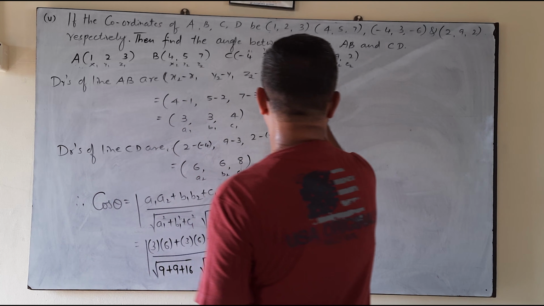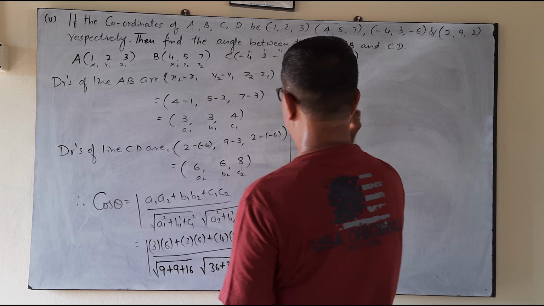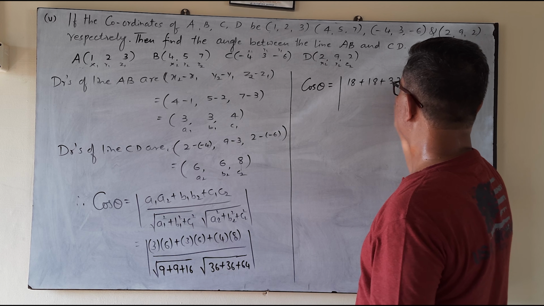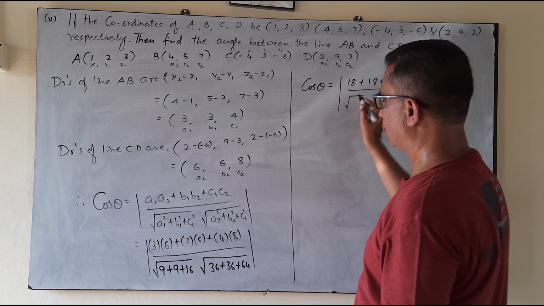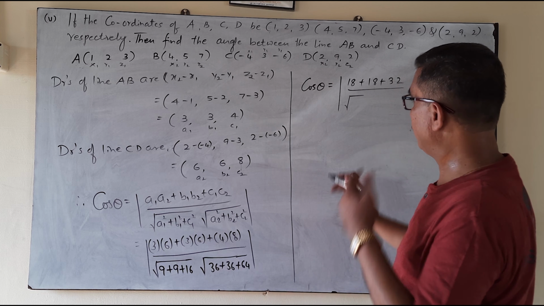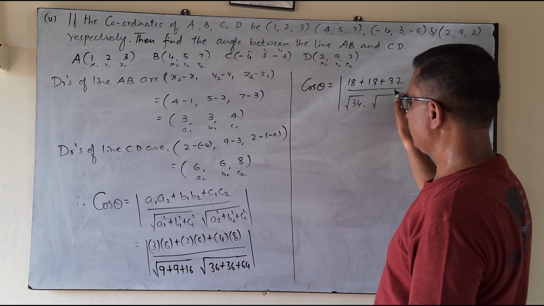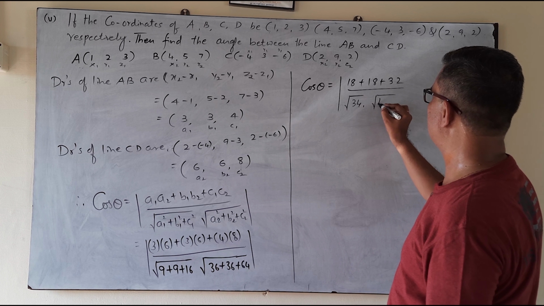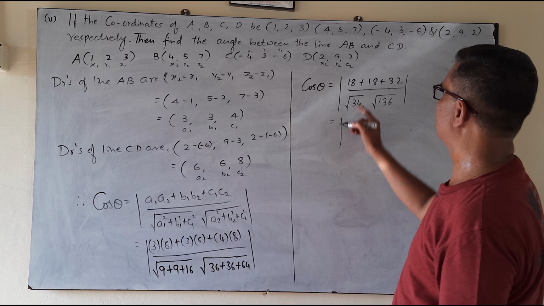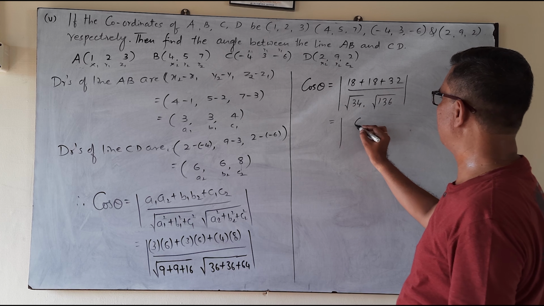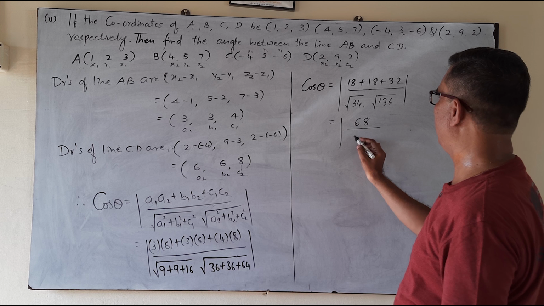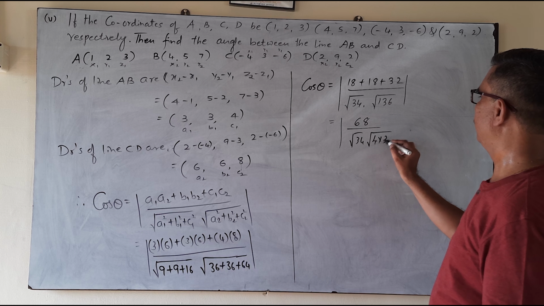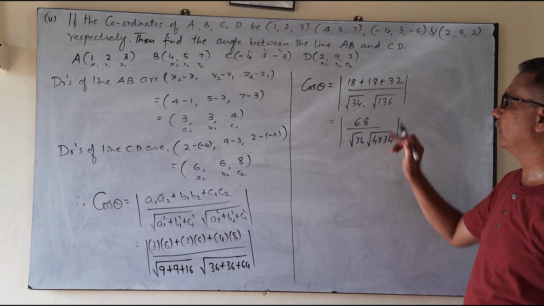Then simplify. Cos theta is equal to modulus of 6 3s are 18, again 6 3s are 18, 4 8s are 32, divided by root of 16 plus 9, 25, 25 plus 9, 34, into root of 36 plus 64, 100, then plus 36, 136. That equals 18 plus 18, 36 plus 32, 68, divided by root 34 into root 136, which can be written as 4 into 34 because 4 34s are 136.